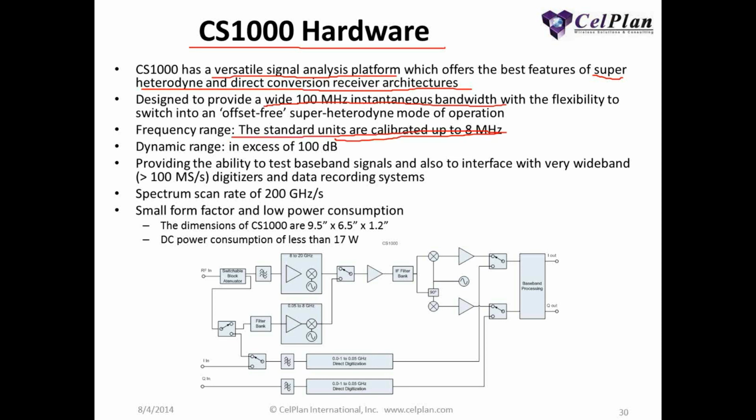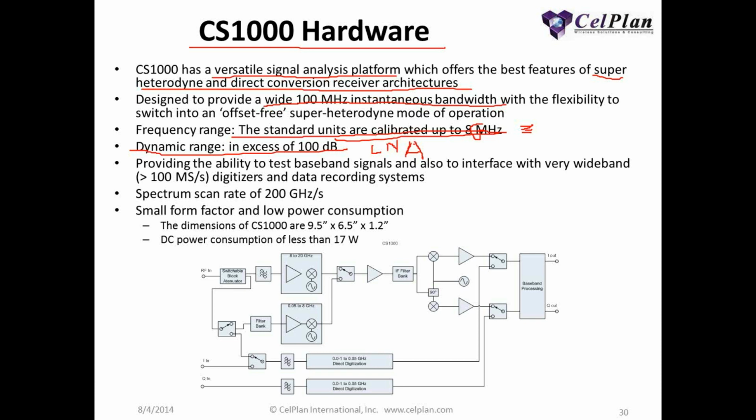The standard units are calibrated. This is a typo here. This is up to 8 gigahertz. Theoretically, we can go up to 20 gigahertz. The dynamic range is in excess of 100 dB. For this, we need to add an LNA that we are building now. And it's a switchable LNA that allows us to have a fantastic dynamic range.